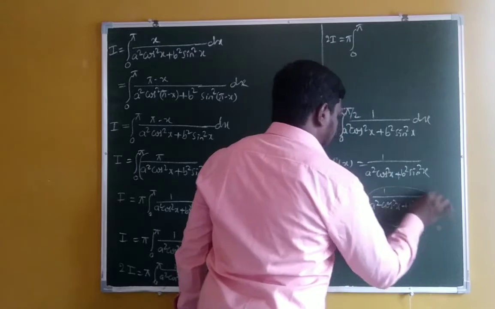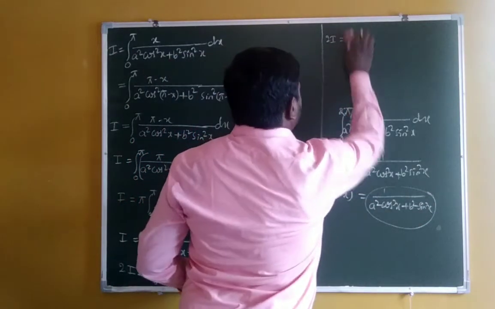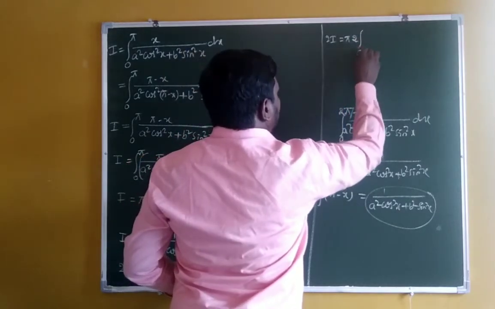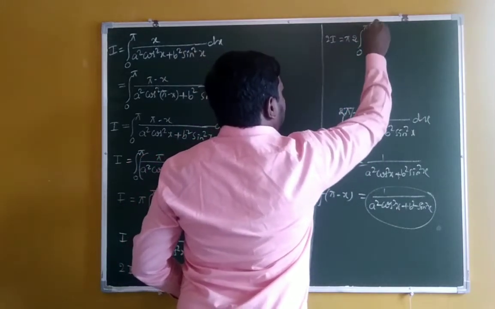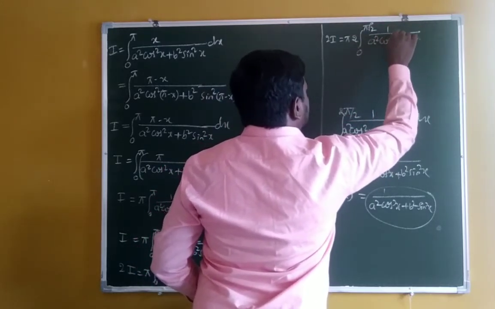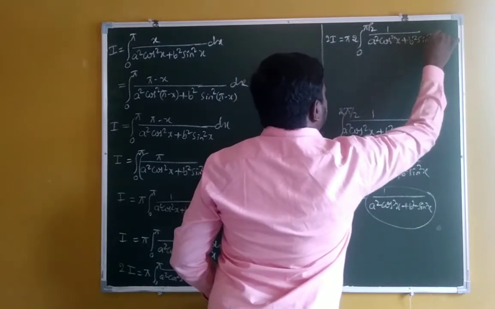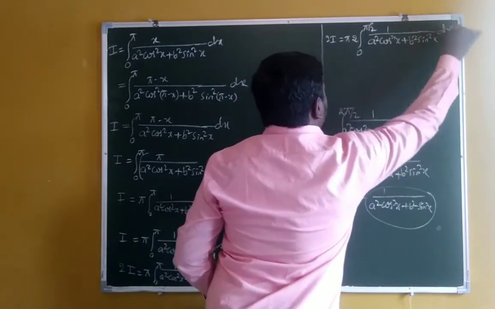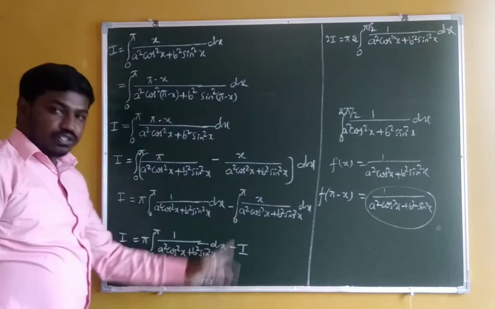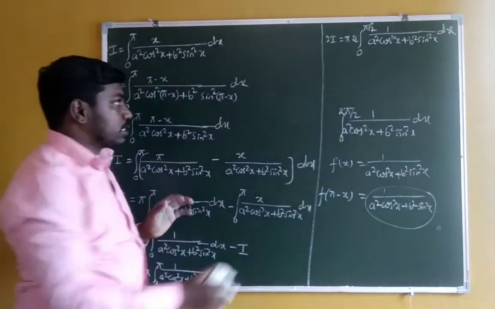So again f of x comes, right? Hence we can write the integral from 0 to pi as 2 times the integral from 0 to pi by 2 of 1 divided by a square cos square x plus b square sin square x into dx. Using the property, the integral from 0 to 2a of f of x dx can be written as 2 times the integral from 0 to a of f of x dx, okay.